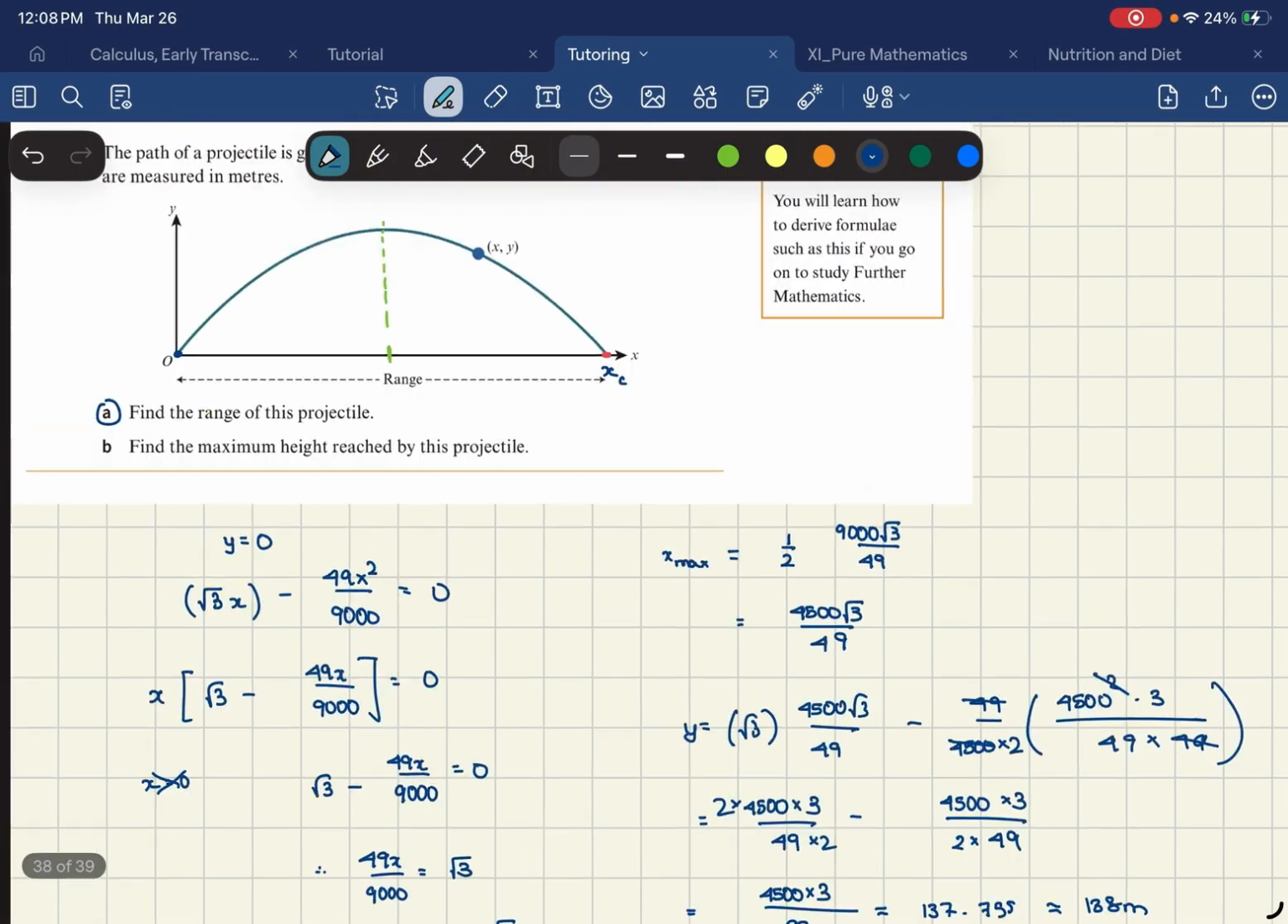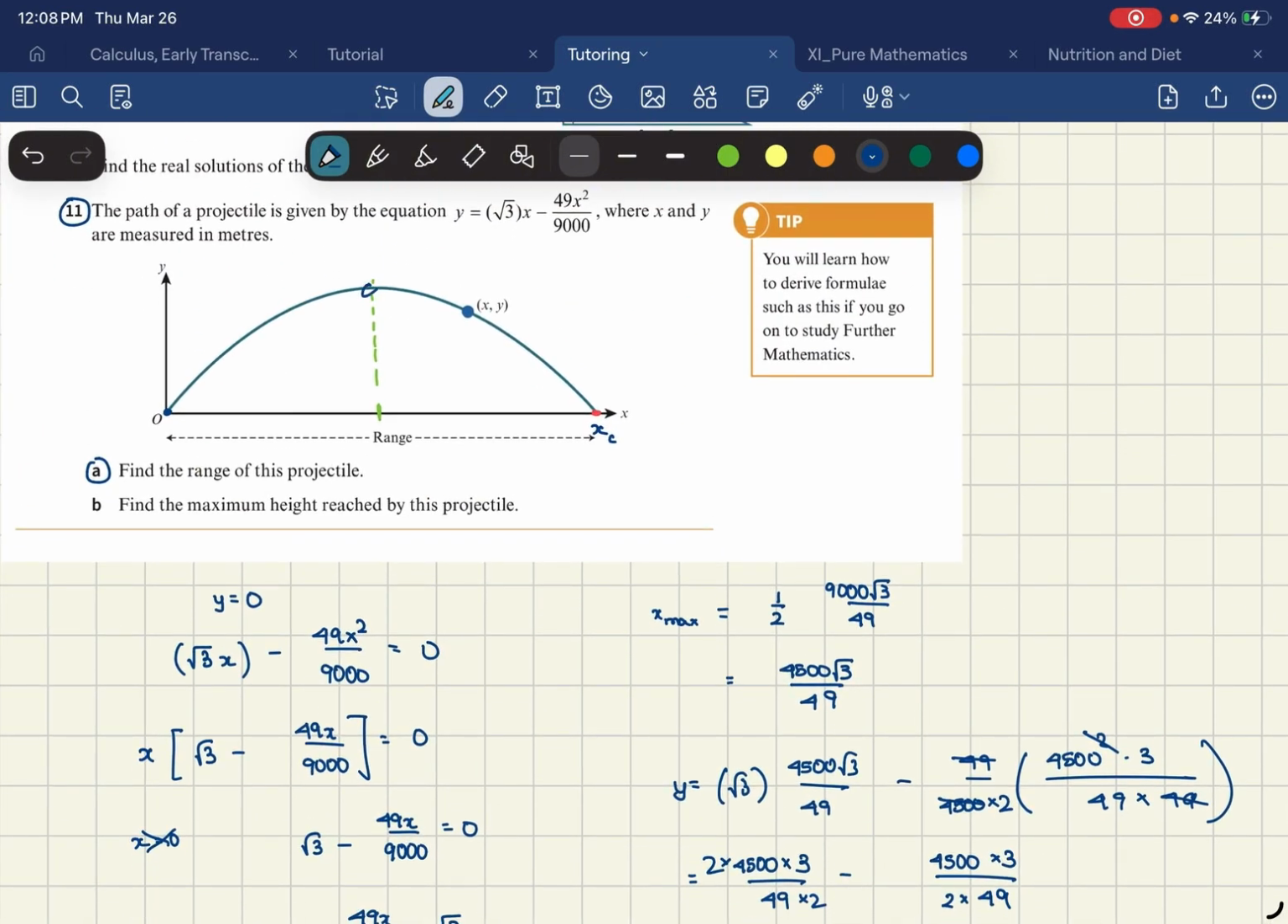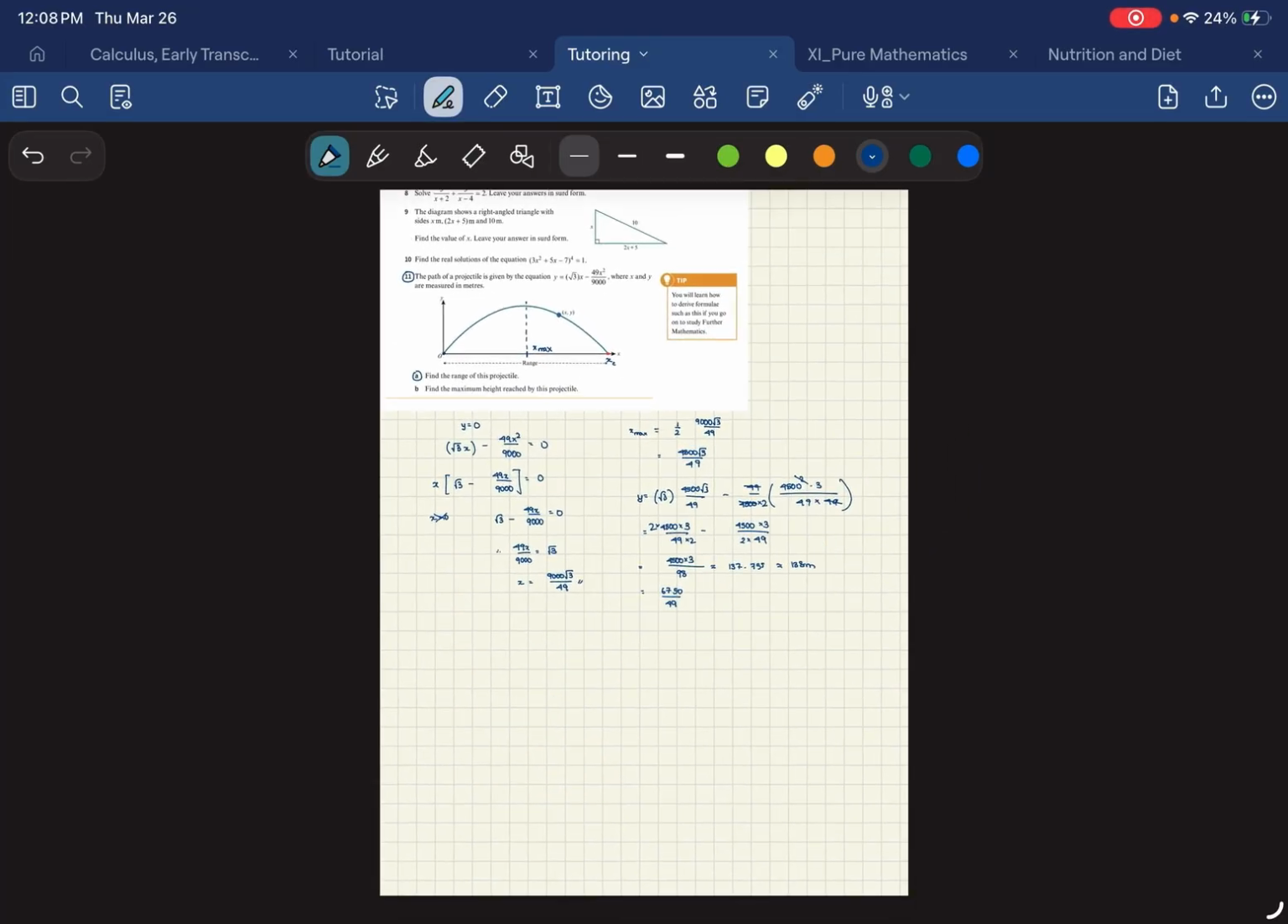The maximum height will be reached in the y direction, right? So you just plug in the value of x max, and x max is just half of the range. So x max occurs here, and at half of the range, you reach your maximum height. That is by using the idea of symmetry, and we will further discuss this in future videos. So 138 meters and then 9,000 times root 3 by 49 should be your answers.